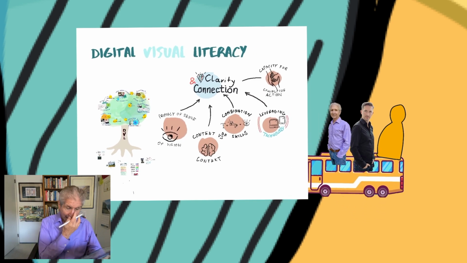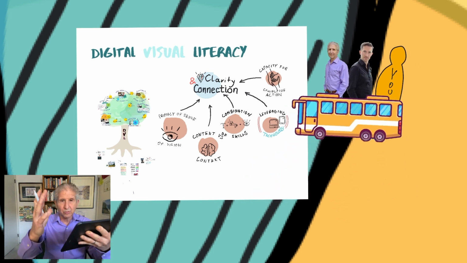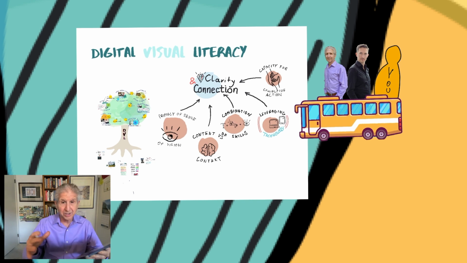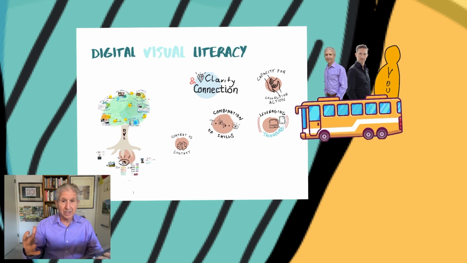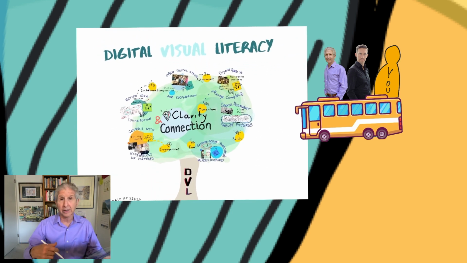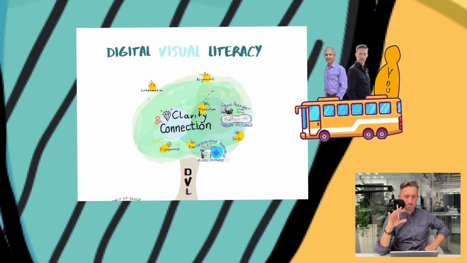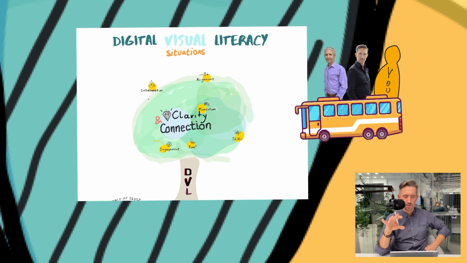And from the roots comes this tree, which gives rise to a crown, which instead of apples and oranges is producing some very tangible benefits and rewards in terms of our productivity and our collaboration and our communication. What we tried to do is to map out on this tree six different situations and use those situations to create individual episodes where we speak about the benefits of DVL in each of those situations.